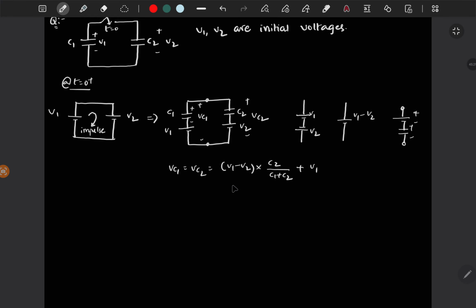So this voltage we got this expression, which is V1 minus V2 into C2 by C1 plus C2, and you are adding V1 to it. So you will get V1 C2 minus V2 C2 by C1 plus C2 plus V1. So you will get plus V1 C1 plus V1 C2.